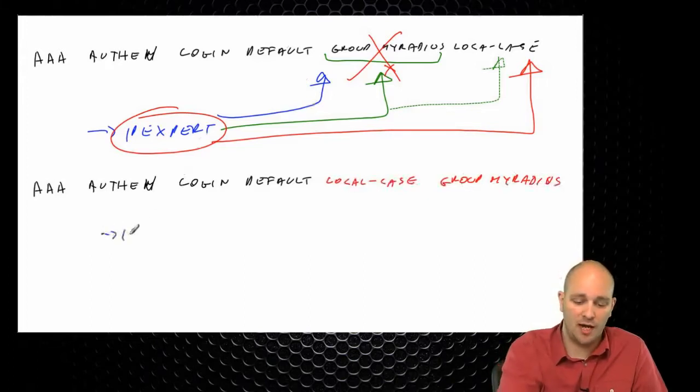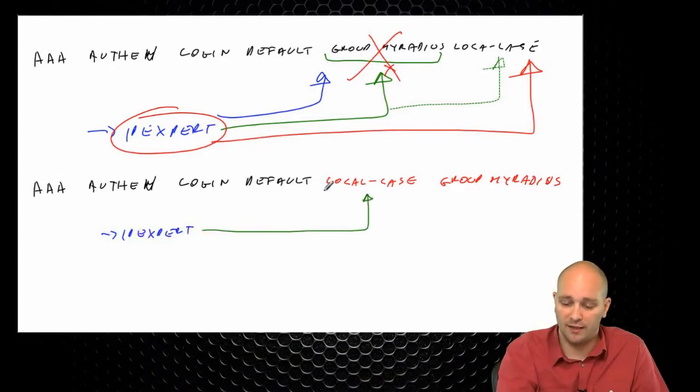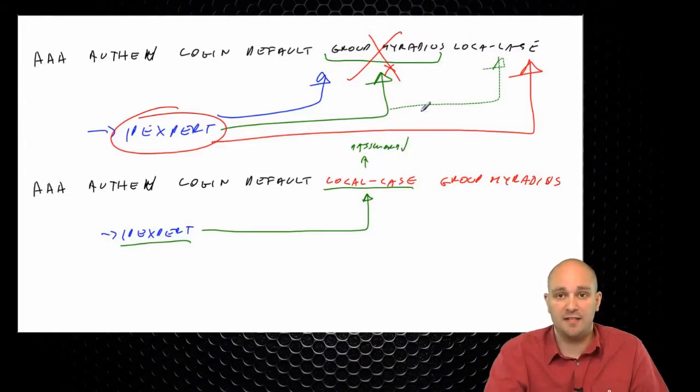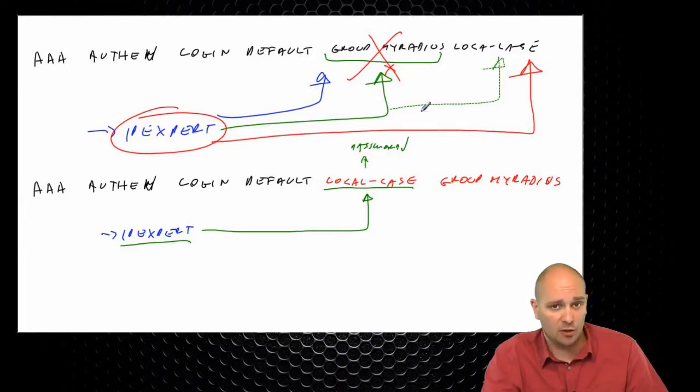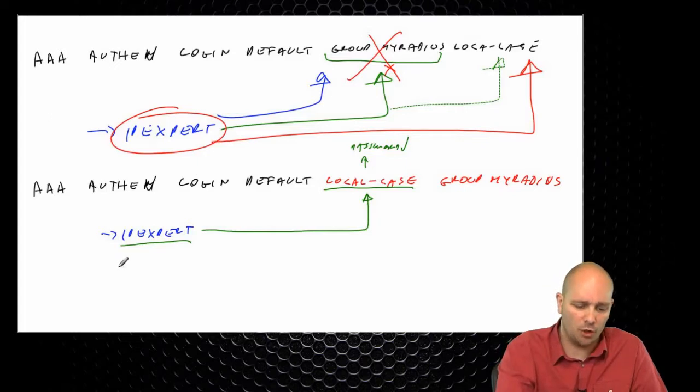Let's say that the user IPExpert, which is defined locally, comes in for authentication. We are first going to go here and authenticate against local case. If the user IPExpert is authenticated, the password will be verified. If it's correct, the user is authenticated. If it's incorrect, we are going to get login incorrect. But let's say that the user Marco, which is not defined locally, comes in for authentication.